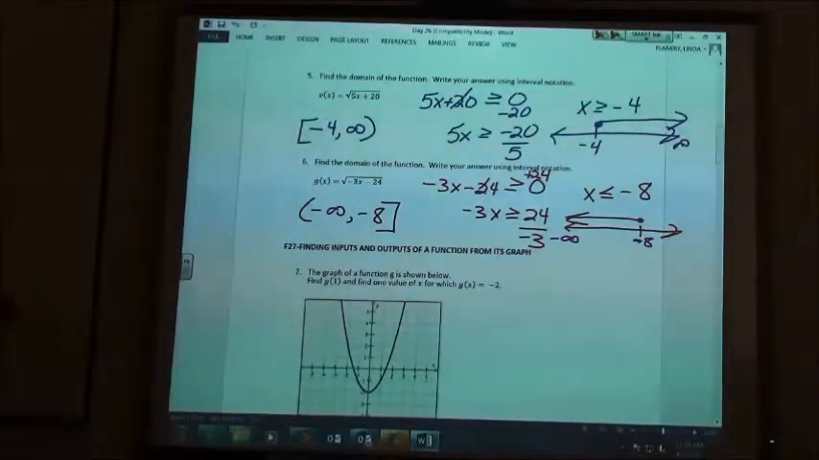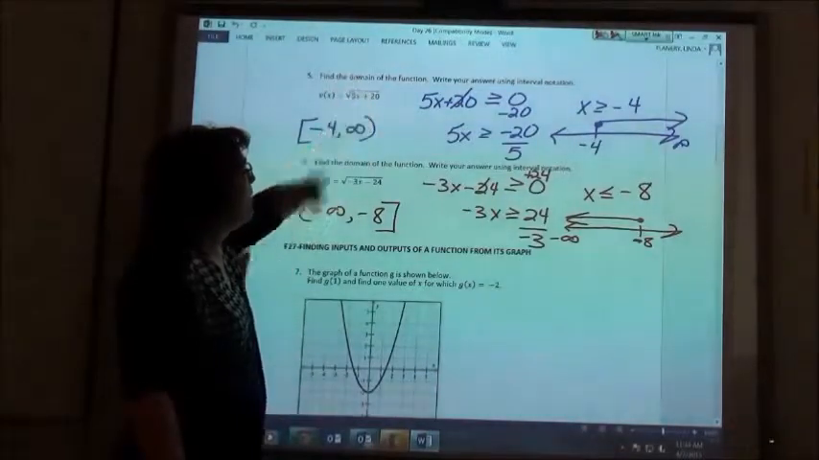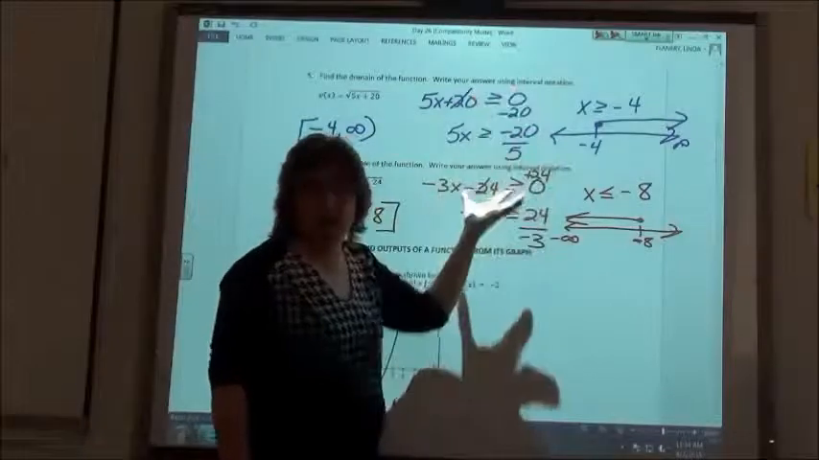So always start these ones out with whatever's under the square root. Only the part under the square root has to be greater than or equal to 0, and then solve it as appropriate.